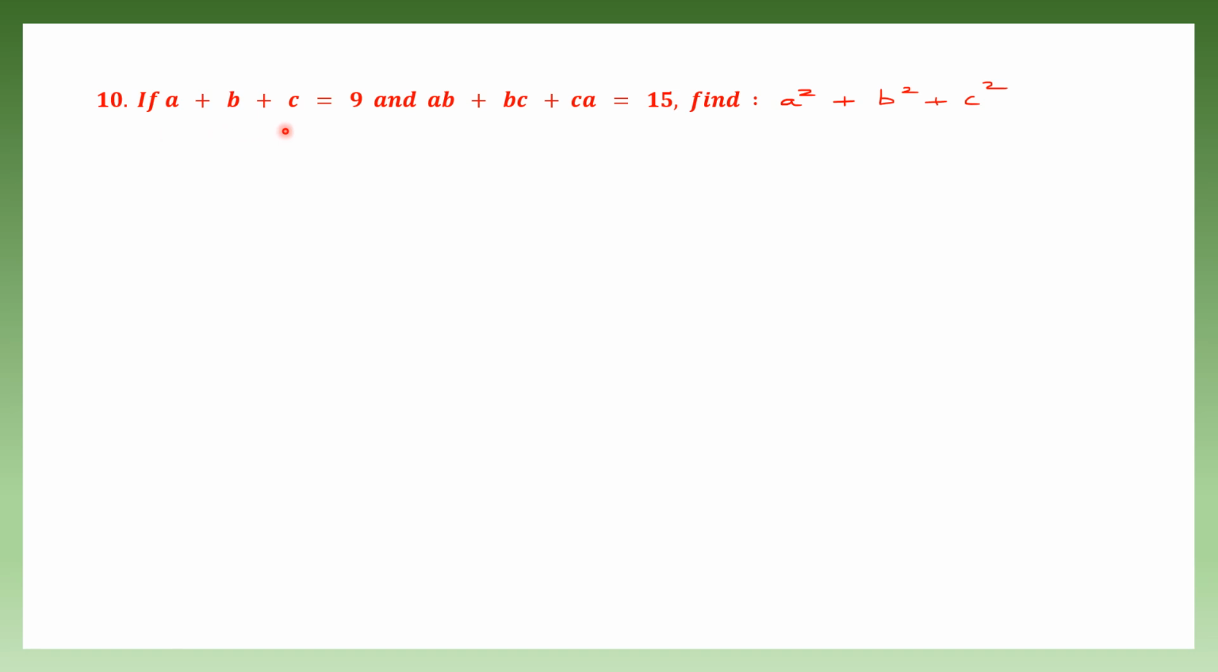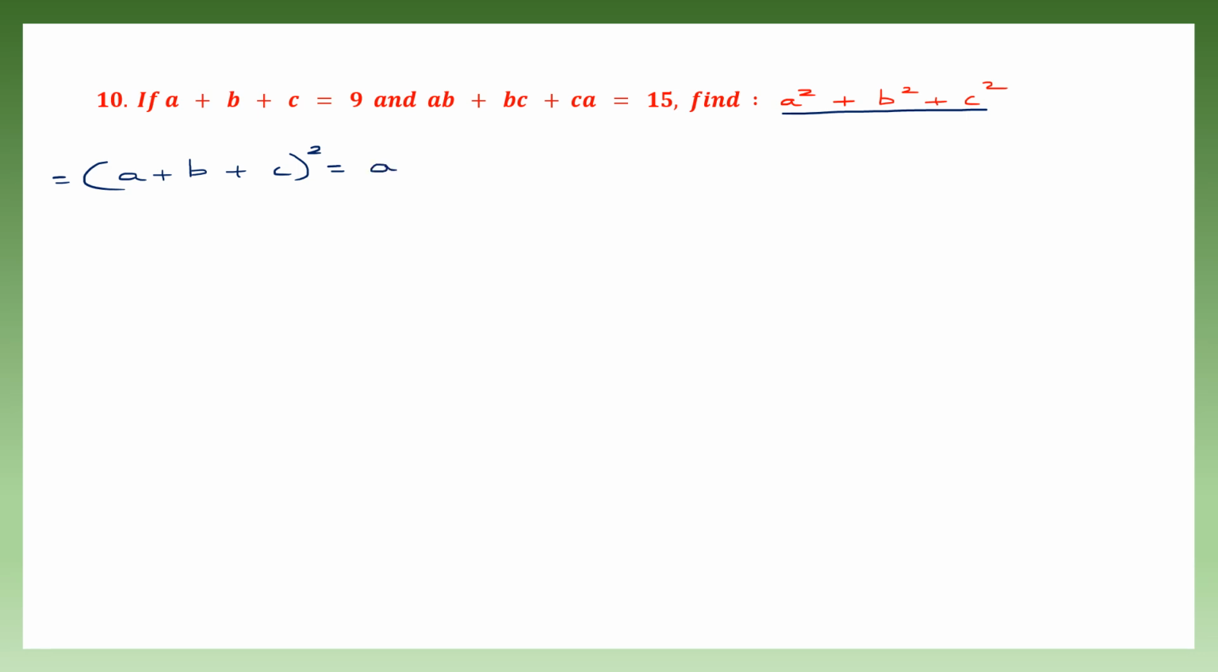If a plus b plus c is equal to 9 and ab plus bc plus ca is equal to 15, find a square plus b square plus c square. So here we can apply the formula, that is a plus b plus c the whole square. If we apply this, we will be able to find a square plus b square plus c square. Okay, so let's expand this formula.